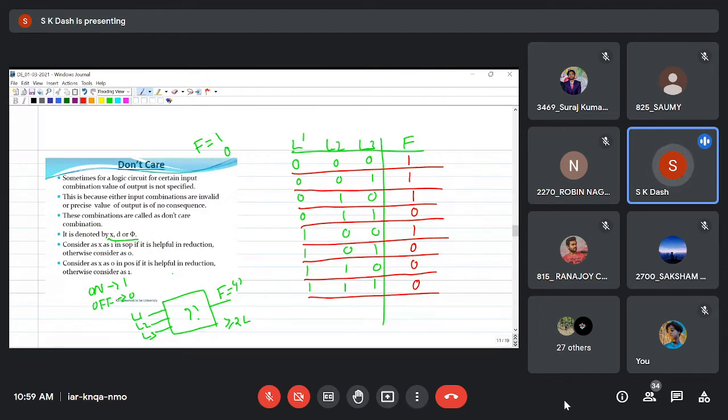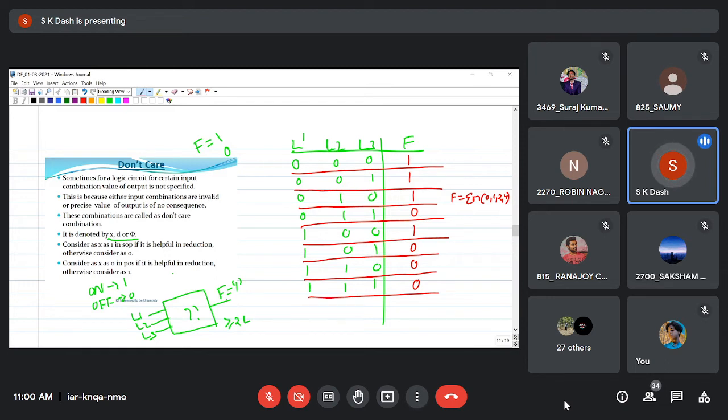So what can I write about this function? This function is the summation of m, 0, 1, 2, 4. Okay. Now this is a normal example. We designed a circuit depending upon the LEDs being on or off. Your buzzer will be activated, the alarm will be activated. Okay. Is this example first clear?